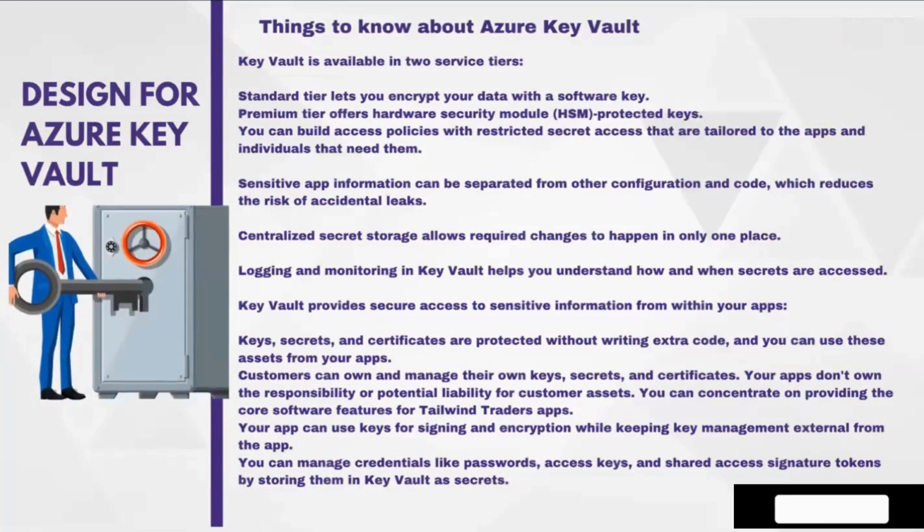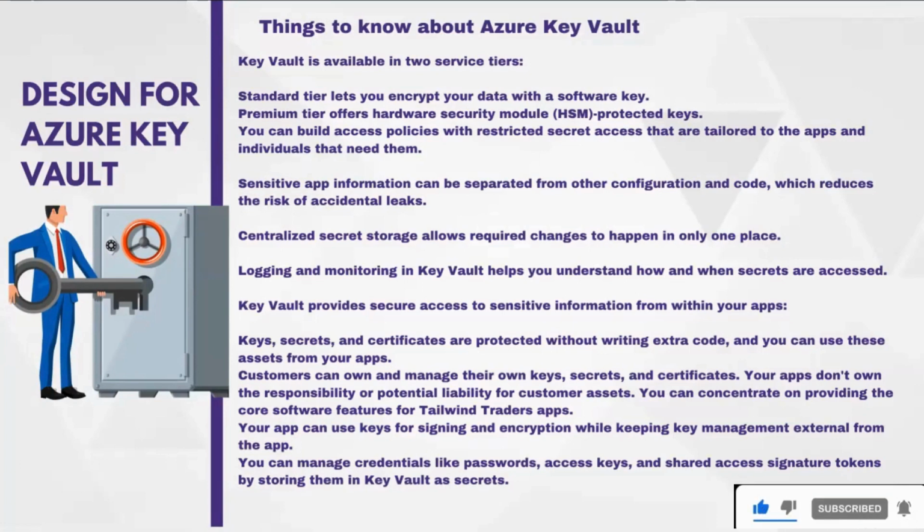So, things to know about Azure Key Vault. Key Vault is available in two service tiers, standard and premium. The standard tier lets you encrypt your data with a software key. The premium tier offers hardware security module, HSM, protected keys. You can build access policies with restricted secrets access that are tailored to the apps and individuals that need them. Sensitive app information can be separated from other configuration and code, which reduces the risk of accidental leaks.